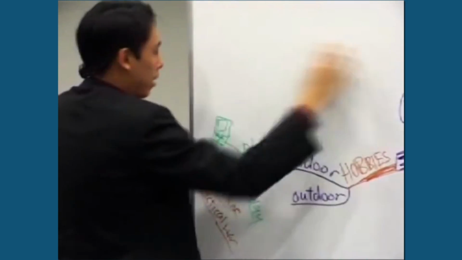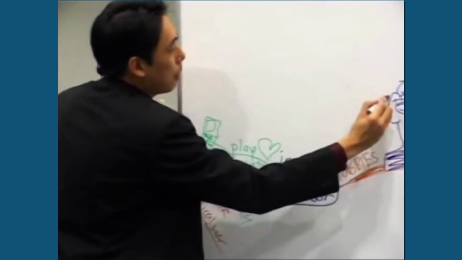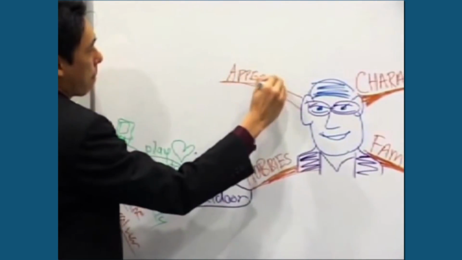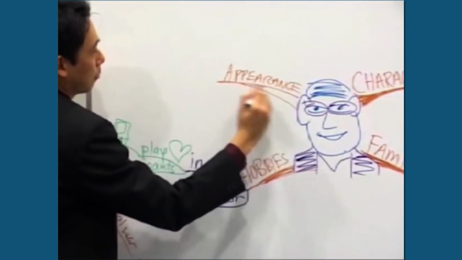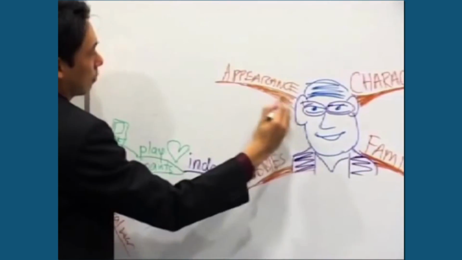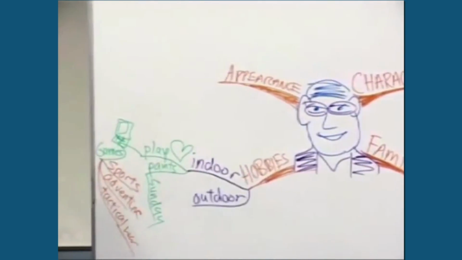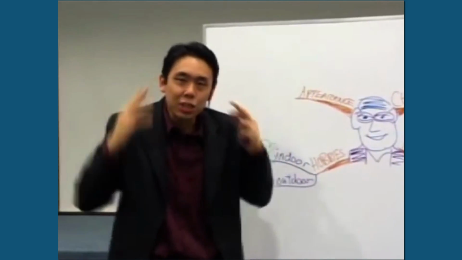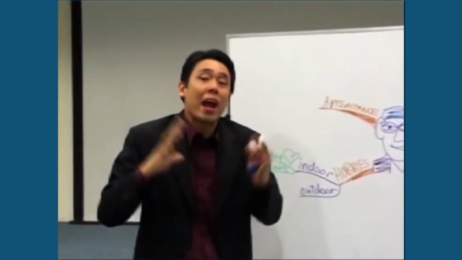So again, once you finish this whole section, you move on to the next part and put on the next subheading, which could be maybe his appearance, what he looks like. Alright, and you continue the process. Now obviously when you're studying in school, you're not going to do a mind map on yourself, but it's just an illustration to show how we can use mind maps for any purpose.